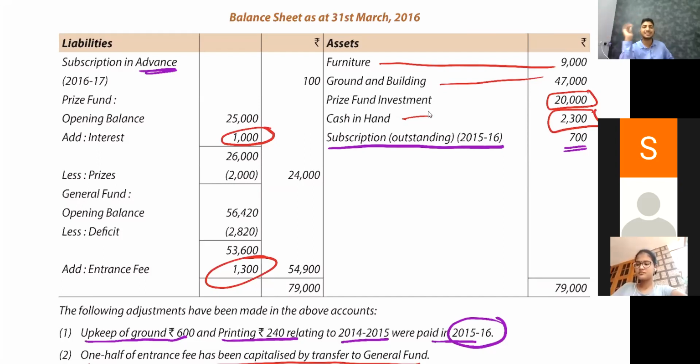However, I have to show the same amount in my receipts and payment account as receipts. That is point number 1. Then also you can see something called less prizes 2,000.